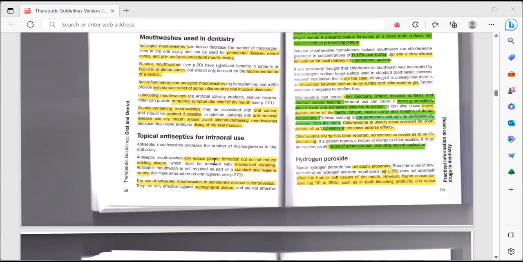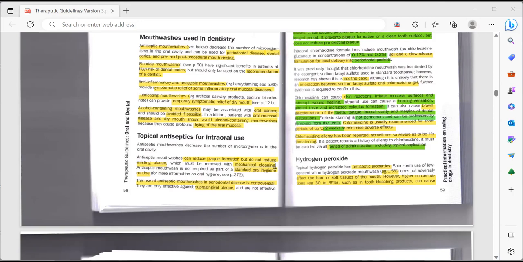Antiseptic mouthwashes can reduce plaque formation but do not reduce existing plaque. So if there is plaque already present on the teeth, it cannot remove that. It can only reduce the formation of new plaque, and the existing plaque must be removed by scaling. That's why scaling and cleaning is really important.